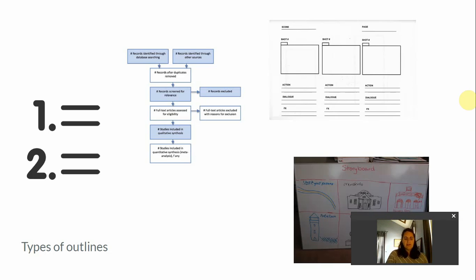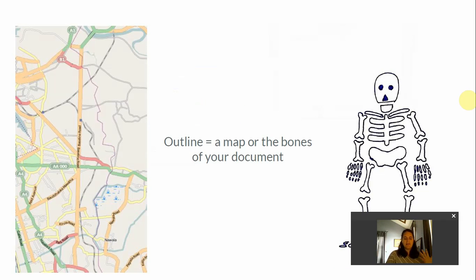Consider your outline to be a map or instructions or the bones of your document. It gives you and me a good sense of the structure of your argument or your document that you're going to be working on.